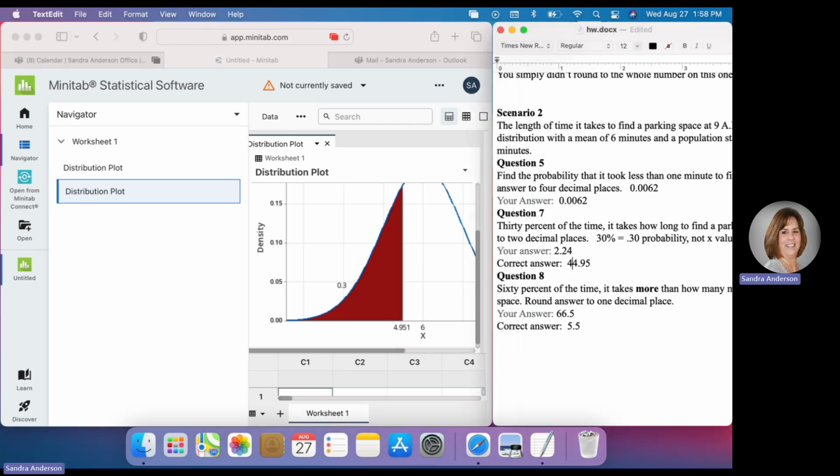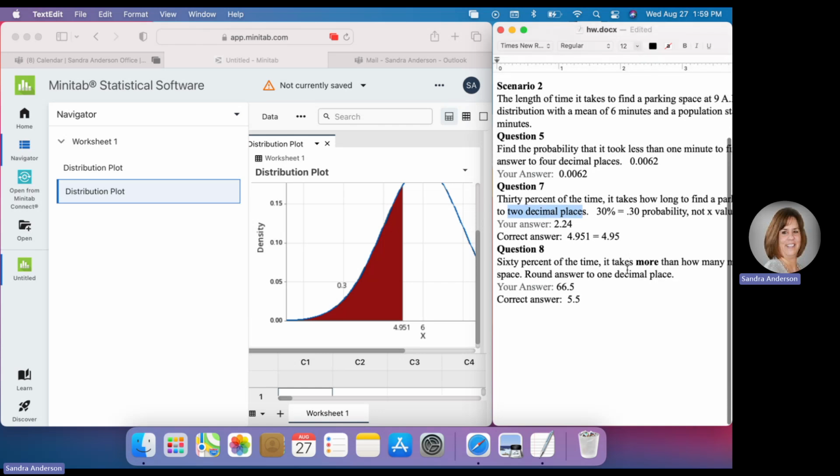So 4.951 is what we get on Minitab, but it says to 2 decimal places. So I look at the 1 and it doesn't round the 5 at all. So 4.95 is our correct answer.